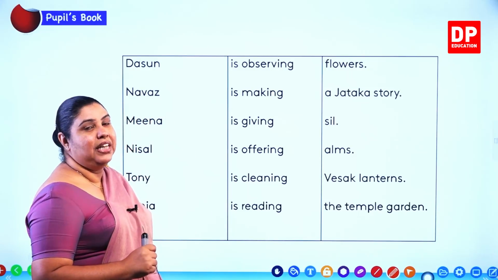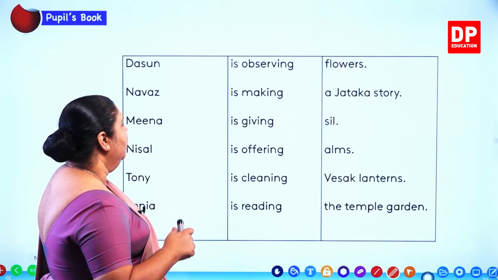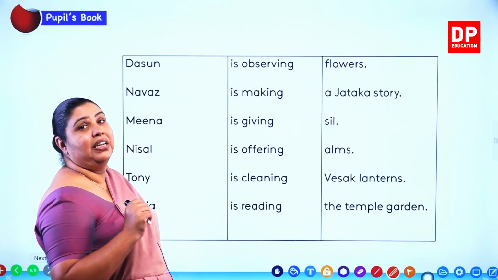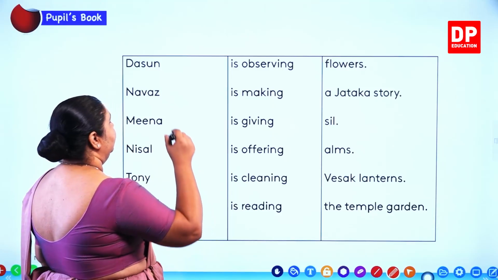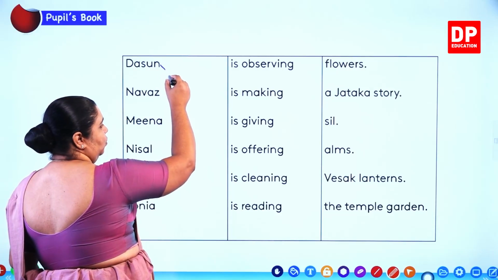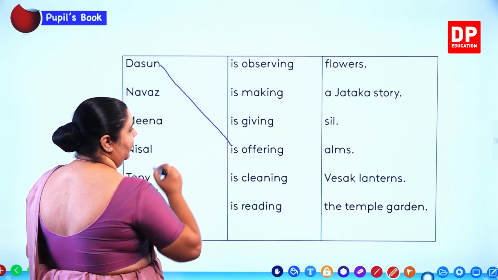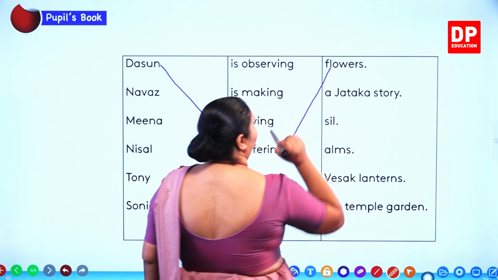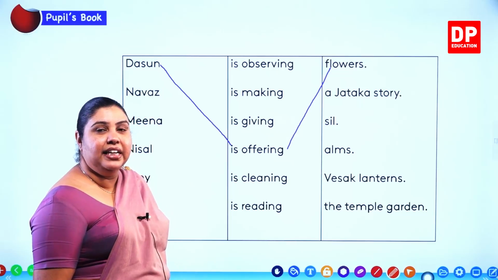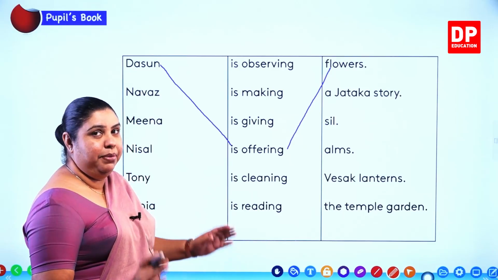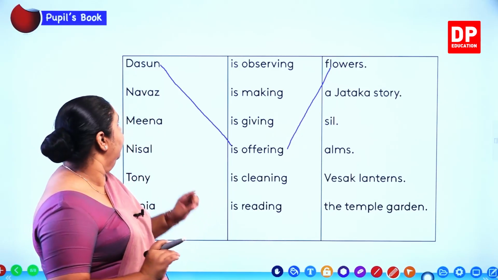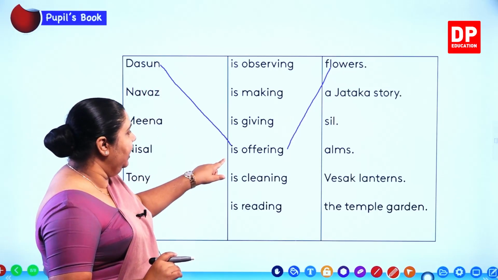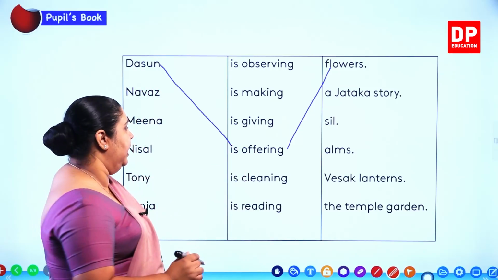Dasun. Now what was Dasun doing? Dasun was offering what? Flowers. Now let's take Dasun, and Dasun is offering flowers. Shall we say that sentence once again? Shall we make it in the proper order? Dasun is offering.